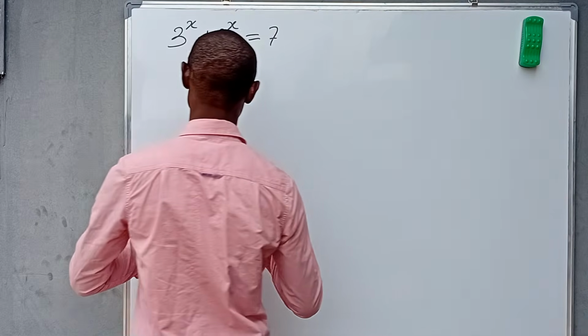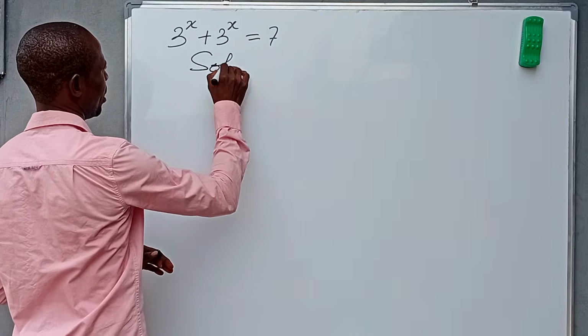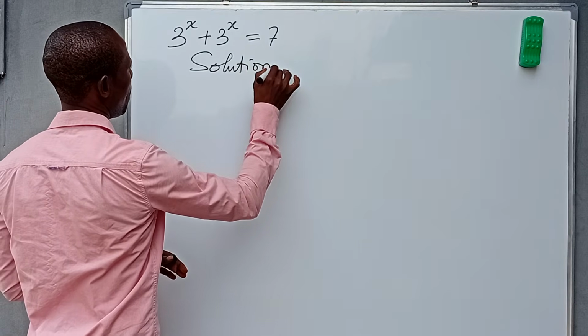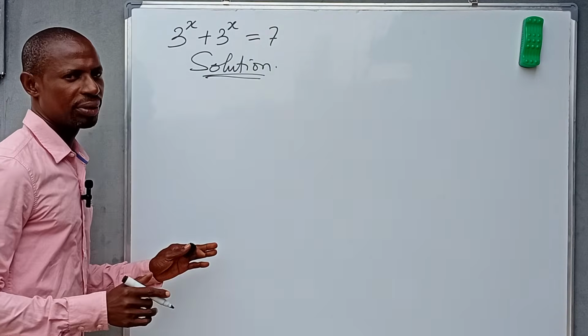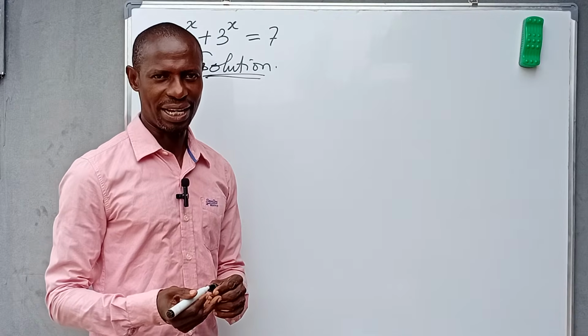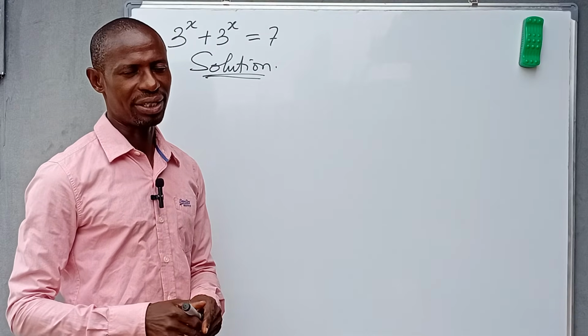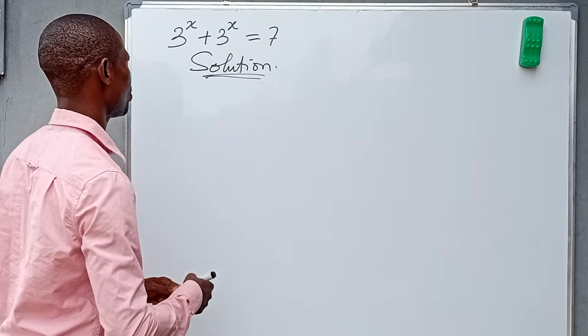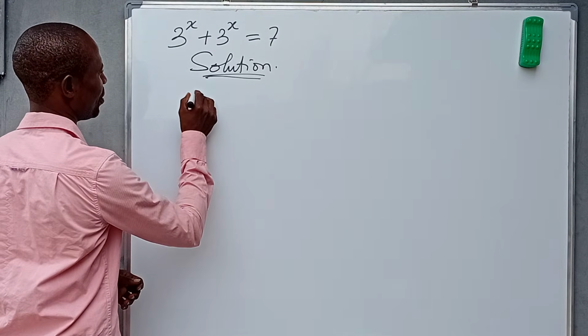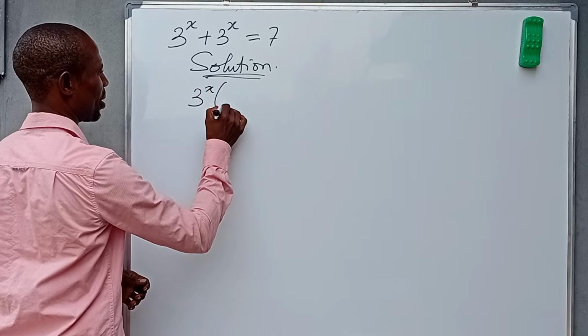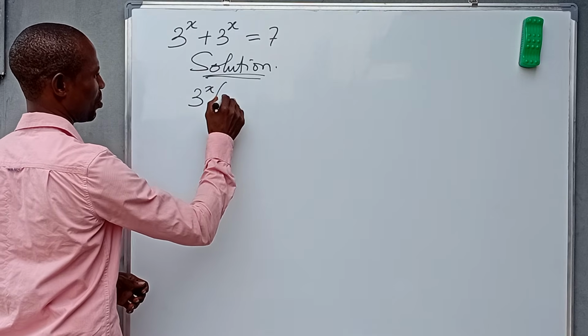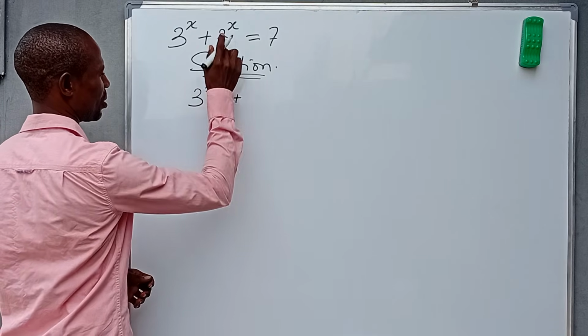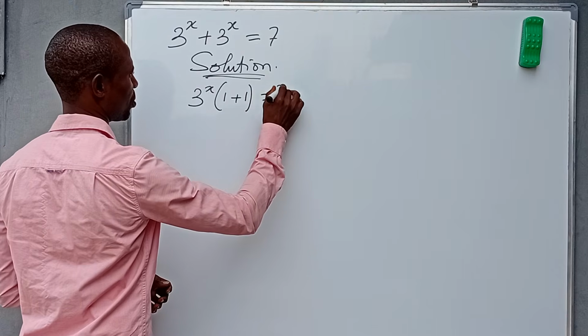All right, so here we take our solution. Now, if you check the left-hand side of the expression, we are having 3 to the power of x plus 3 to the power of x. So if we decide to factor out 3 to the power of x, then we're going to have 3 to the power of x bracket. We use this to divide this, we have 1 here. Then we use this to divide this, we have 1 here, equal to 7.